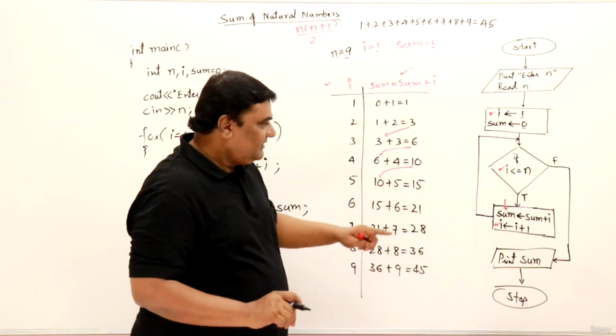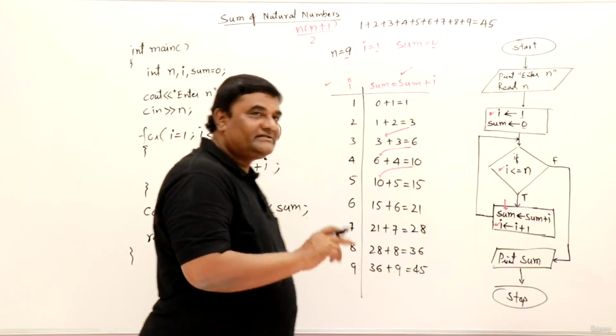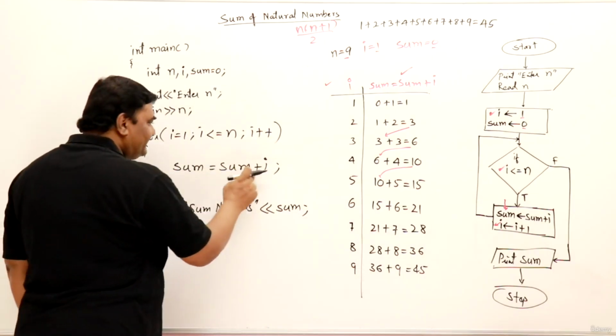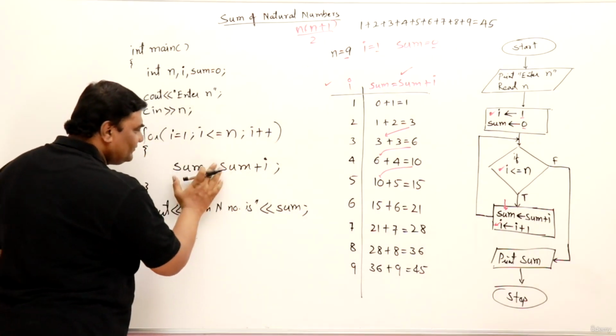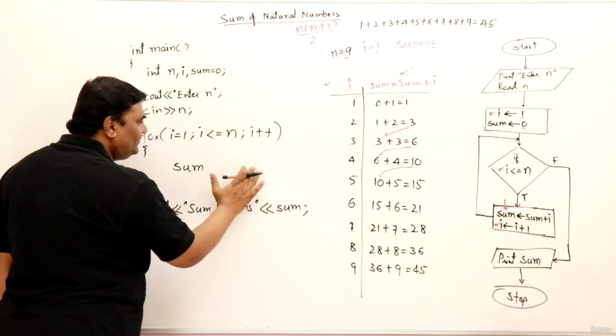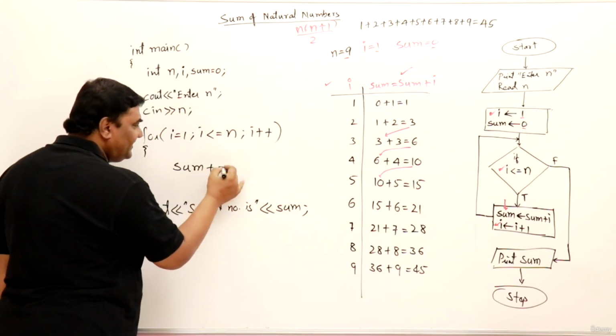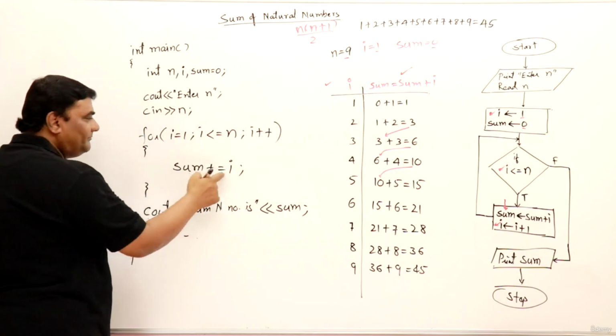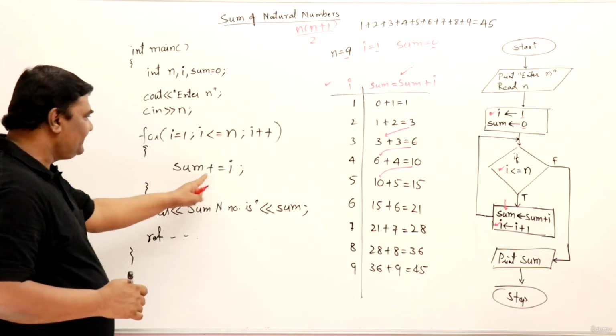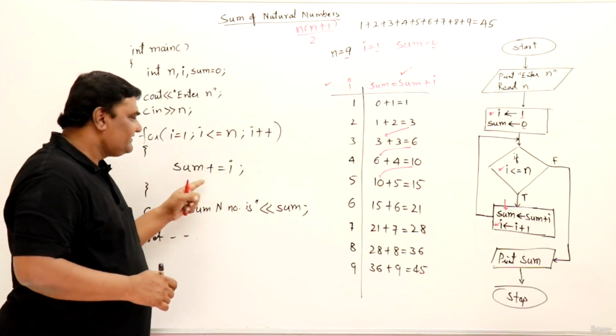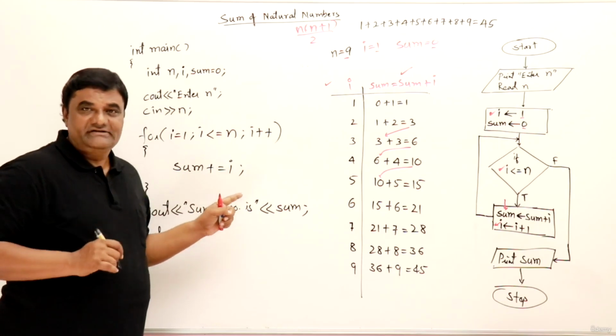Then one more thing. Sum assign sum plus I. Here sum is on the right hand side also. So already we have seen compound operators, that is arithmetic operator plus assignment operator. We can use that one here. So a compound assignment operator we can use. Sum plus assign I. Already I have discussed this one, so you can use this.